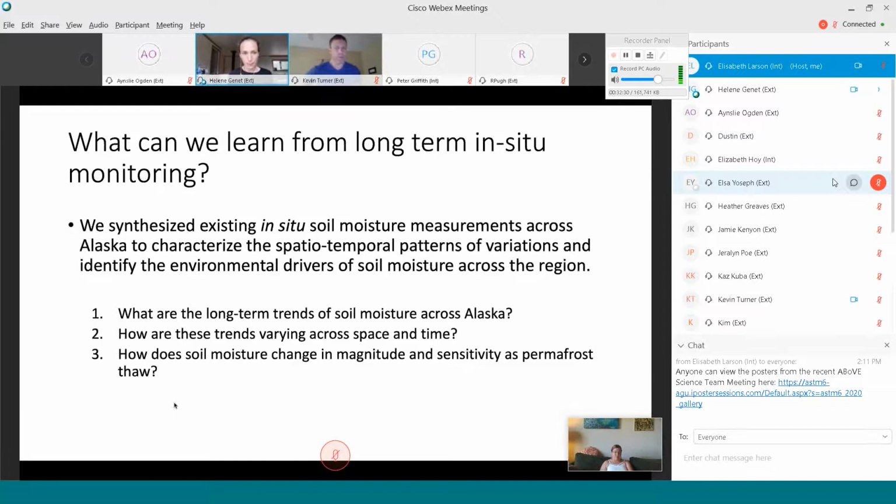The questions we specifically focus our analysis on are detecting long-term trends of soil moisture, assessing how these trends vary across space and time, and of course, trying to understand what the environmental drivers are that are potentially controlling these trends.